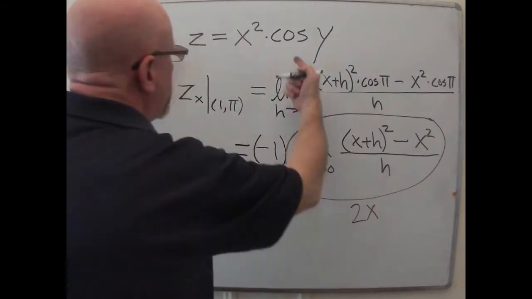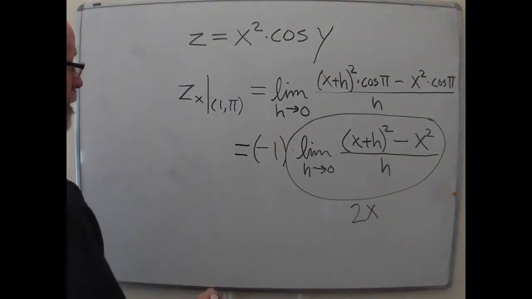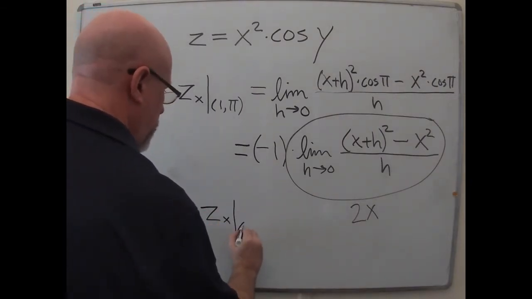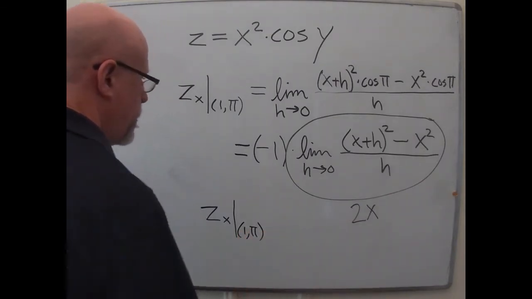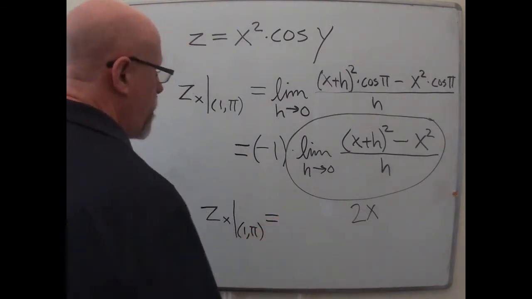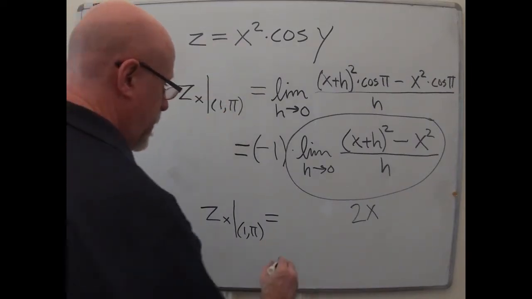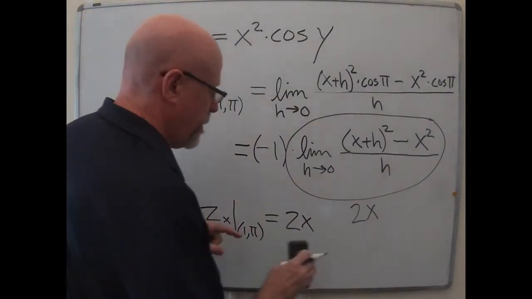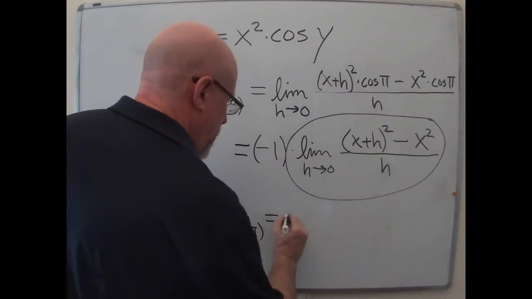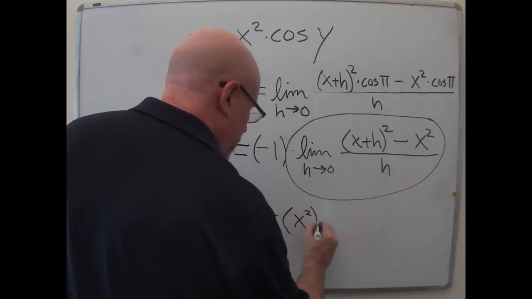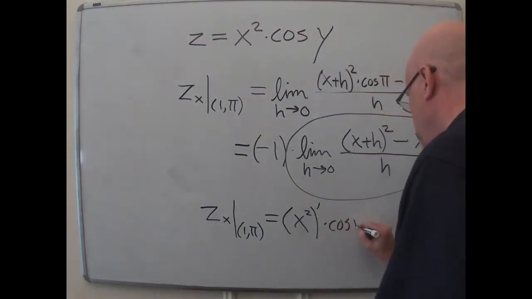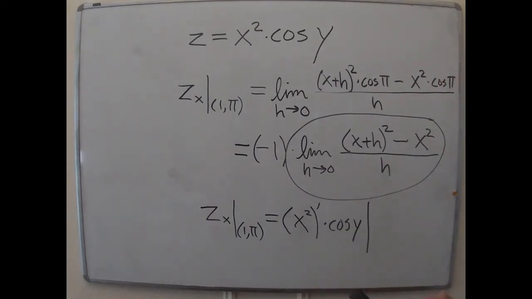So if you look at this overall, rather than going through the limit process, look what happened. We took z sub x, and we're doing it at the point 1 comma pi. It's just figure out the derivative of that guy, 2x. Actually, let me say it in stages here. Take the derivative of x squared, the old-fashioned way, then leave cosine y alone, and then evaluate at x equal to 1 and y equal to pi.